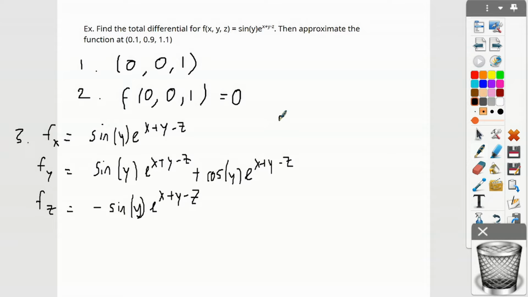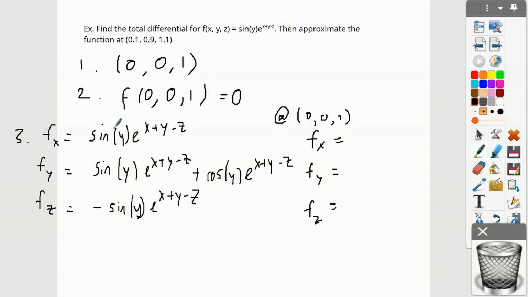So at (0, 0, 1), we'll have f sub x is equal to f sub y. Notice that this is not a tangent plane. It's more like a tangent hyperplane, but it's just a linearization. It's just making the function like a linear function so that we can solve it easier and without much hassle.